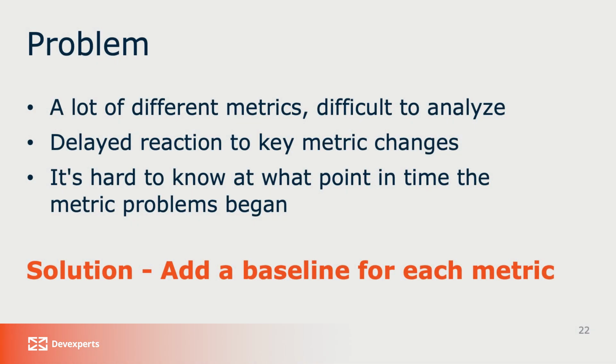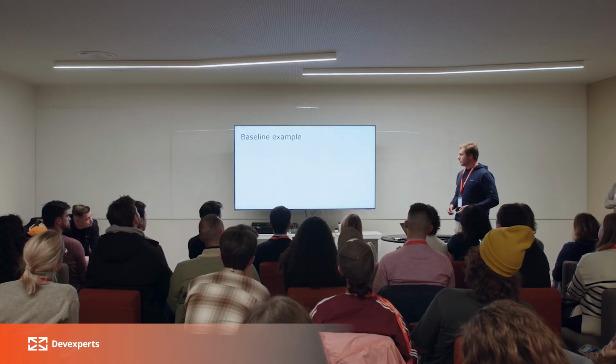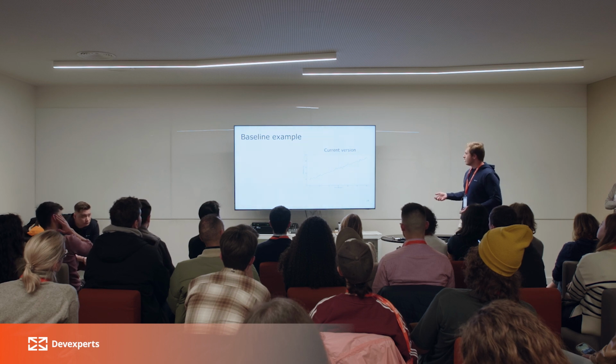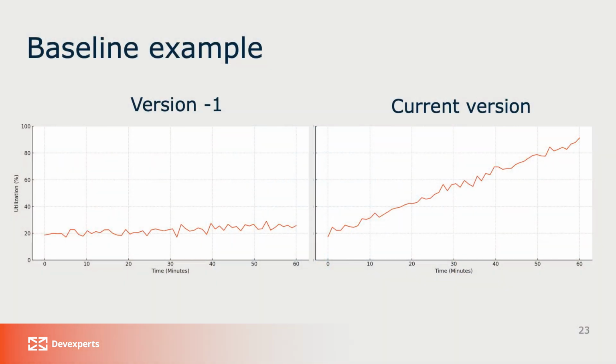To solve these problems, we found a solution. We add a baseline for each metric. So what I mean, for example, if we have the current version of our report, we add to the report two previous versions and can compare to previous versions. Here we have only one previous version, but in our report we use two previous versions. And we can compare for each metric, for example, for CPU or for memory, how it changes. And if we see the metric has changed, we can analyze.